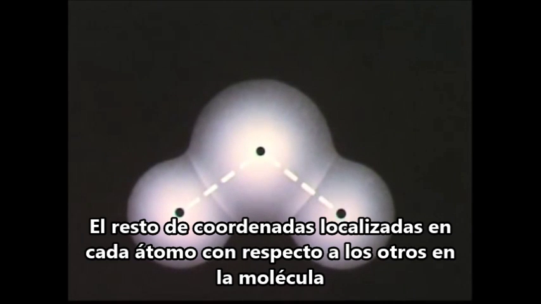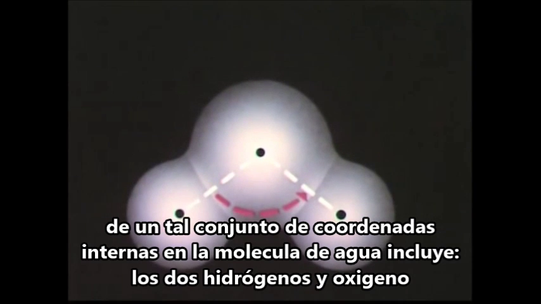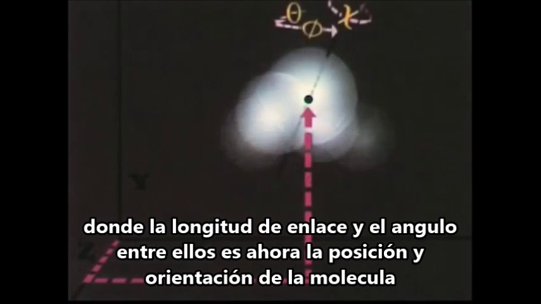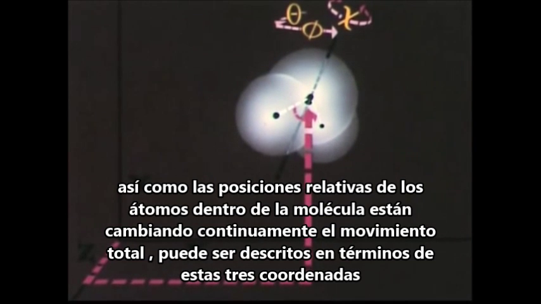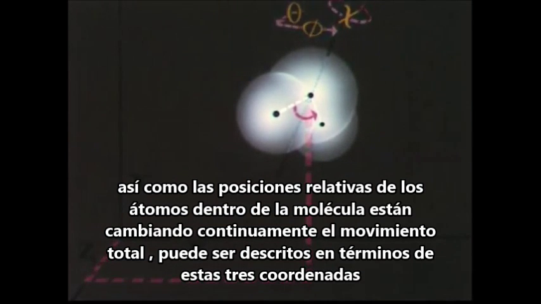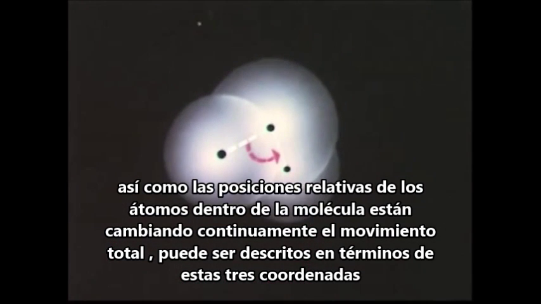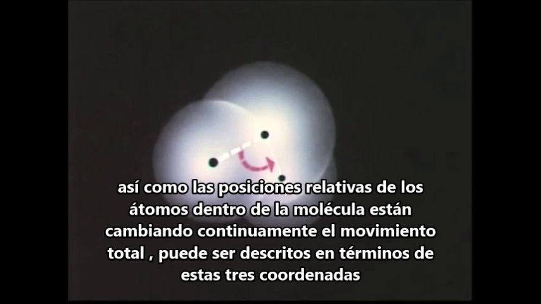the remaining coordinates, therefore, locate each atom with respect to the others in the molecule. One such set of internal coordinates in the water molecule includes the 2 hydrogen-oxygen bond lengths and the angle between them. Now, the positions and orientation of the molecule, as well as the relative positions of the atoms within the molecule, are continually changing. The total motion may be described in terms of these 3n coordinates, while the internal motion or vibration alone is specified by these 3n minus 6 coordinates.